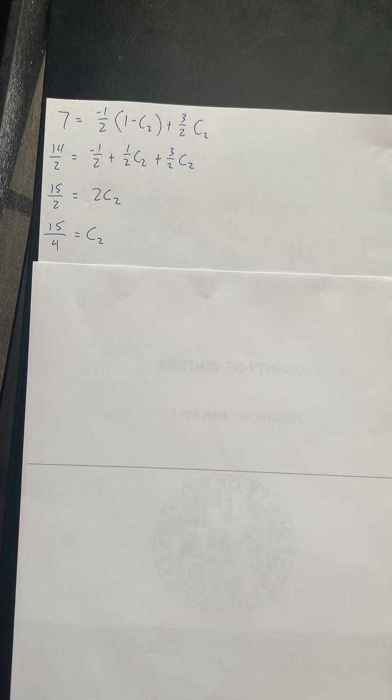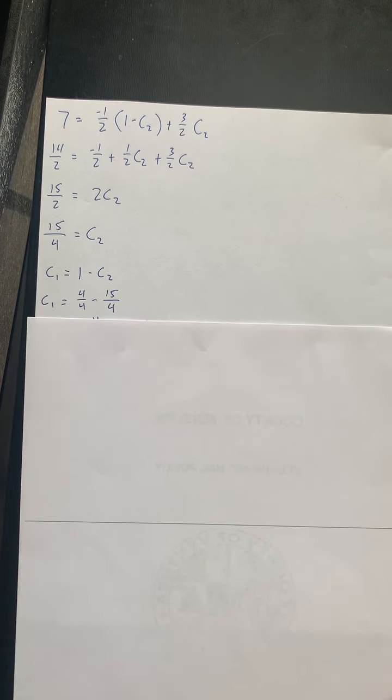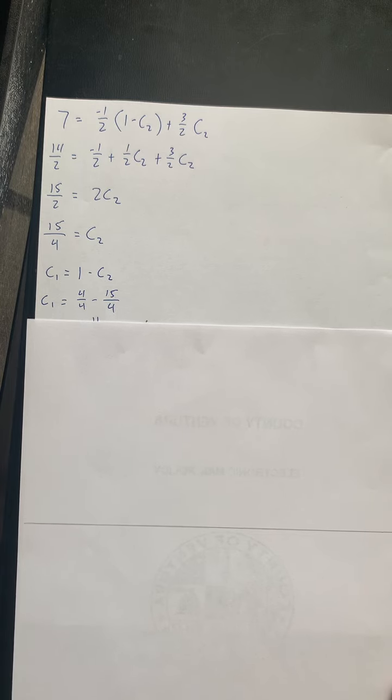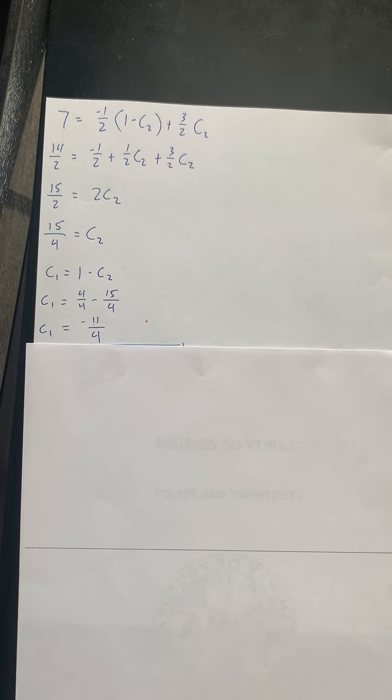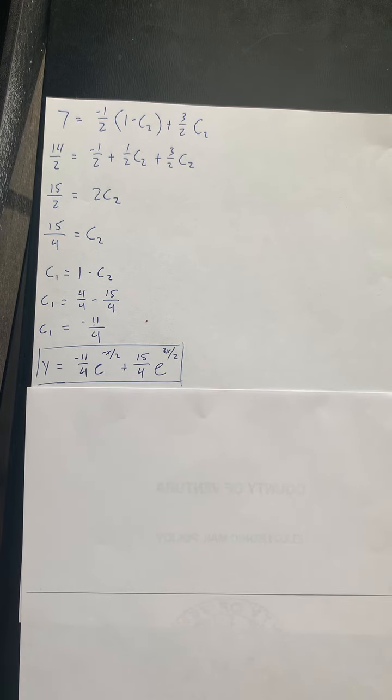So now knowing this, we're going to plug in 15 over 4 back into the original equation of c1 equals 1 minus c2. And when we do that, we're going to get c1 is equal to 4 over 4 minus 15 over 4. So that gives us that c1 is equal to negative 11 over 4. So now we can plug in c1 and c2 back into our original equation of y. And we're going to get that the solution is y equals negative 11 over 4 times e to the power of negative x over 2 plus 15 over 4 times e to the power of 3x over 2.